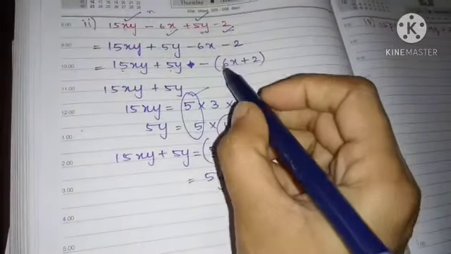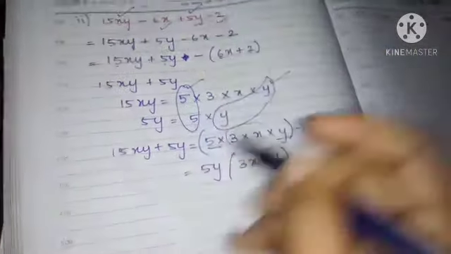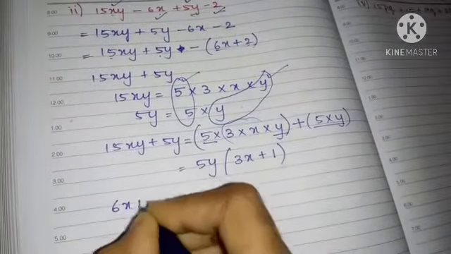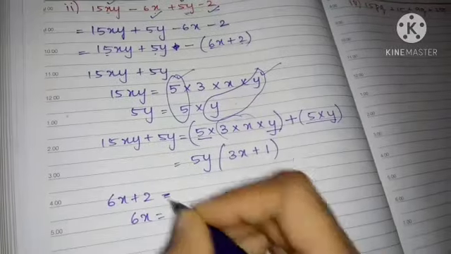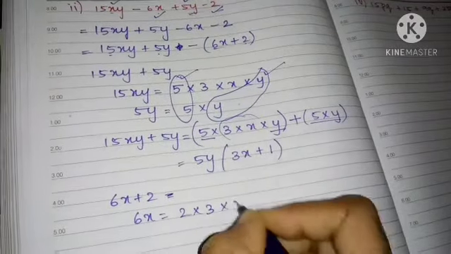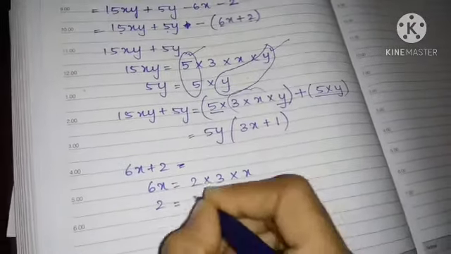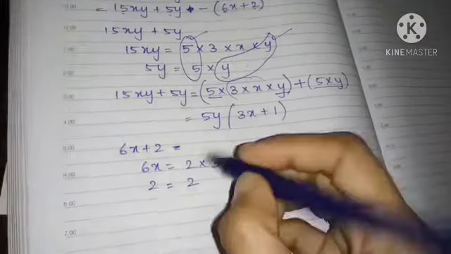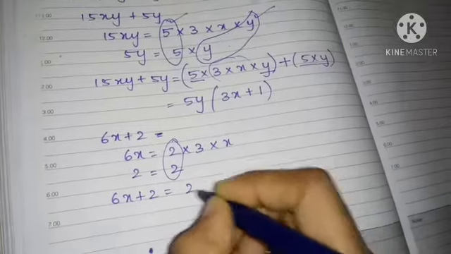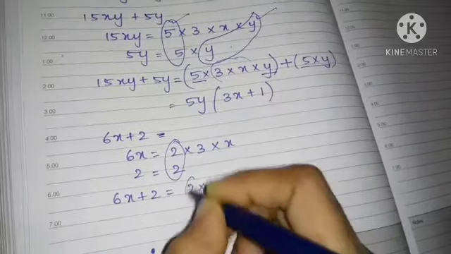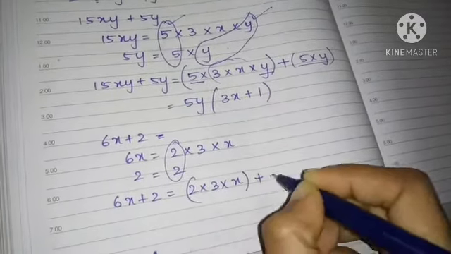Now, this alone you take it. Minus you leave as such. 6x plus 2. I am taking 6x. How will you write 6? 2 into 3 into x. How will you write 2? 2. Okay. Now in this, which is common? 2 is common. So 6x plus 2 is equal to 2 into 3 into x plus 2.